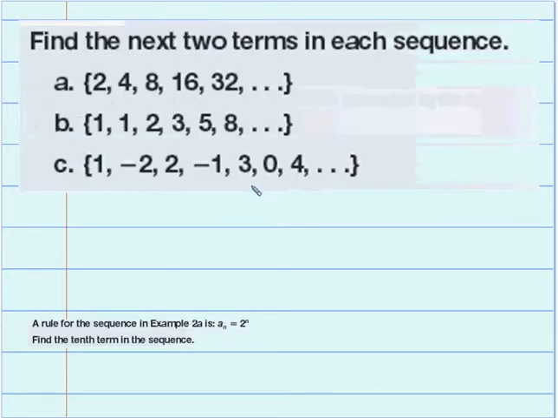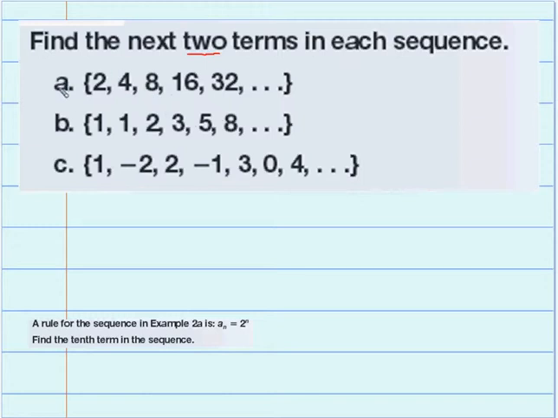Okay, you'll also be asked to find terms. So in these cases here, we're going to find the next 2 terms in each sequence. And we're not given the rule for the sequence, and we're not given a formula. So we just have to determine what we do or how the sequence is created.